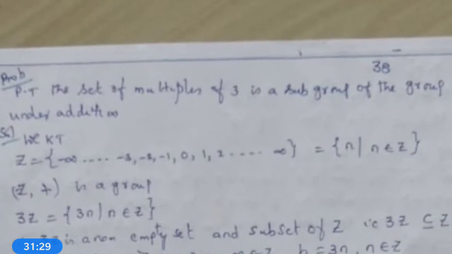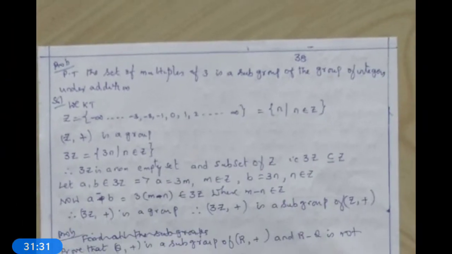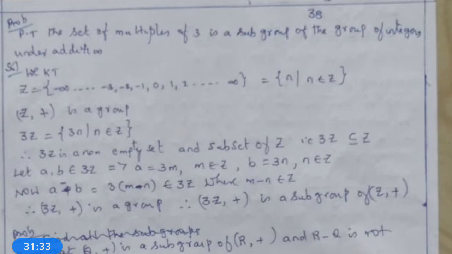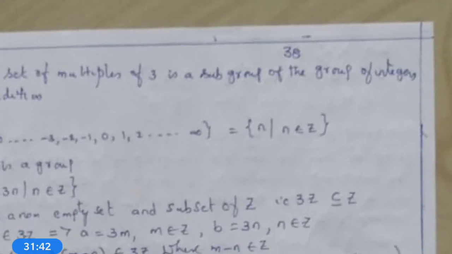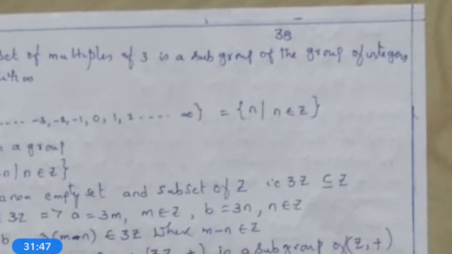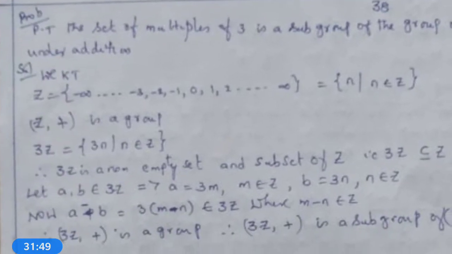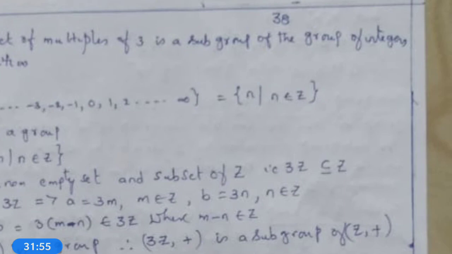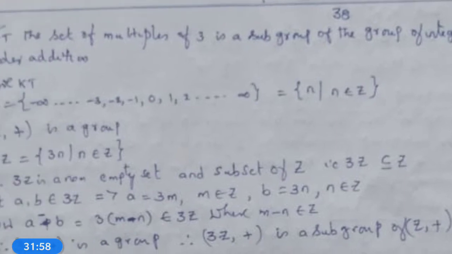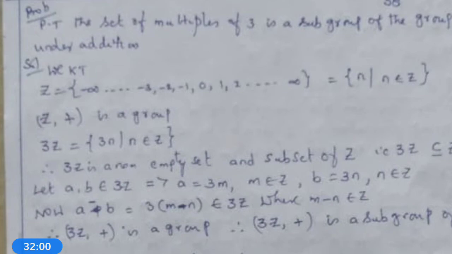Another important problem, that is, prove that the set of multiples of 3 is a subgroup of the group of integers under addition. Prove that the set of multiples of 3, that is 3Z, is a subgroup of the group Z, comma, plus.